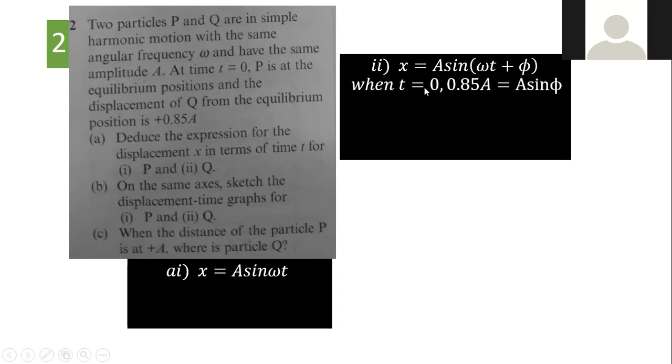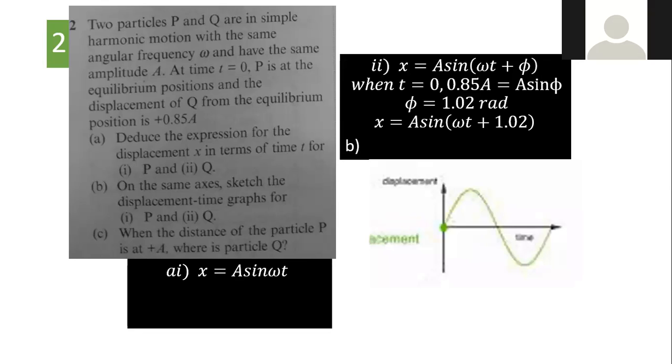Then put in your value at time t equals 0. That equals 0.85. That one there, A sine 5. Then calculate your phi. On the same axis, sketch the graph. Yeah, sketch the graph. Right. That's your graph for P. And that's your graph for Q.